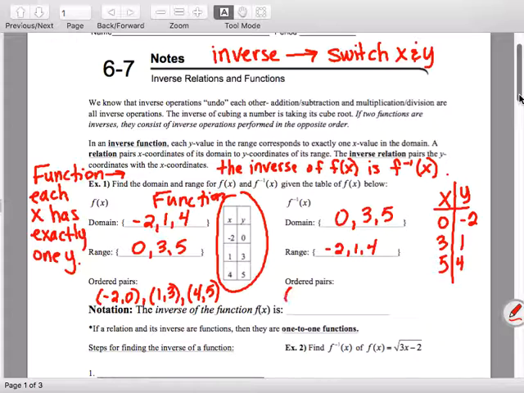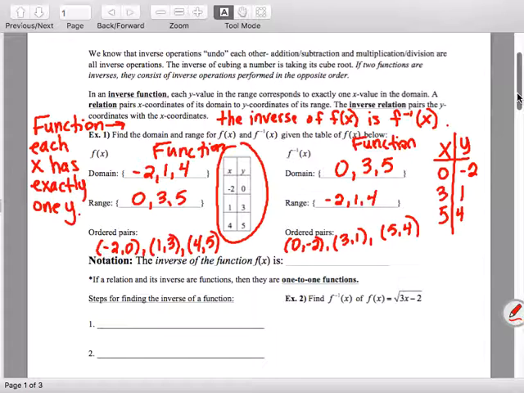Let's write these as ordered pairs. It's (0, -2), (3, 1), and (5, 4). The inverse is also a function. We'll try to get to one that isn't. Notation. The inverse of f of x, and I already wrote this, it's f inverse of x, and that's the way we say it.